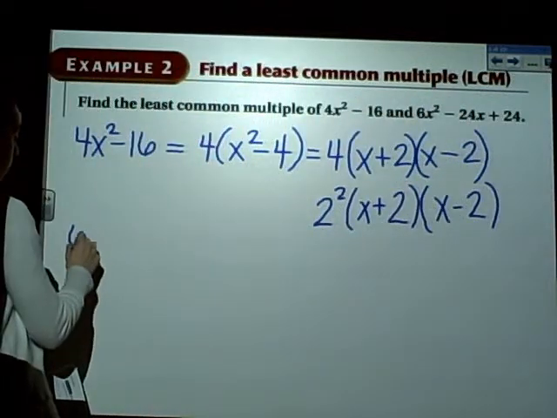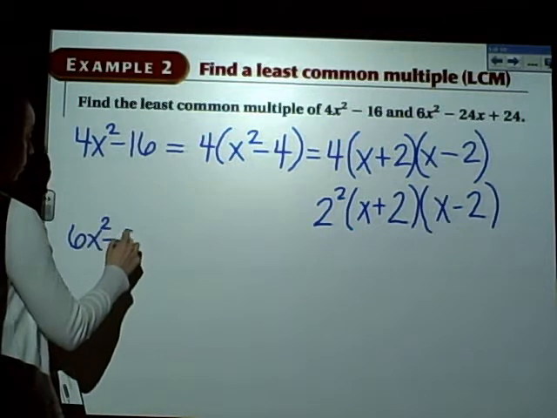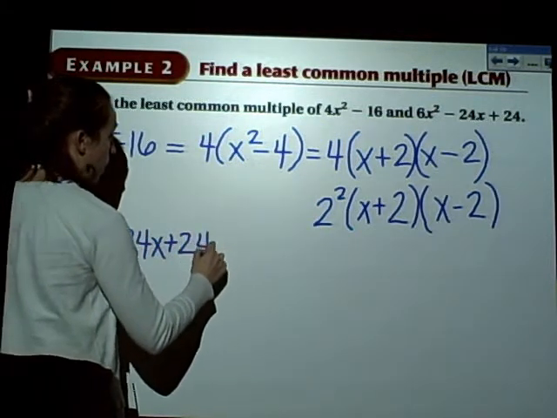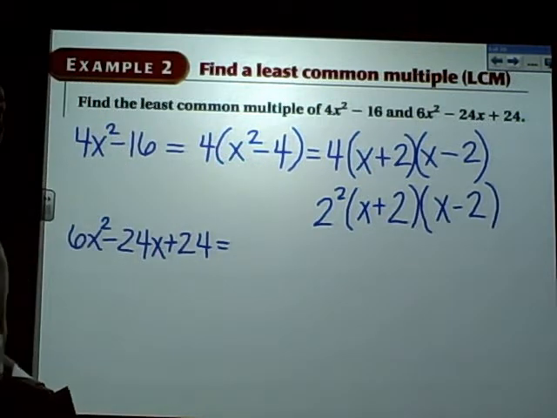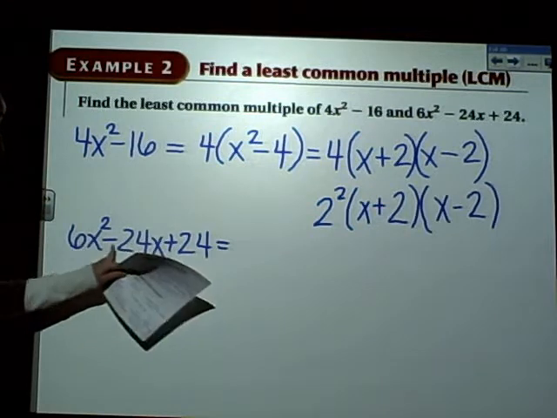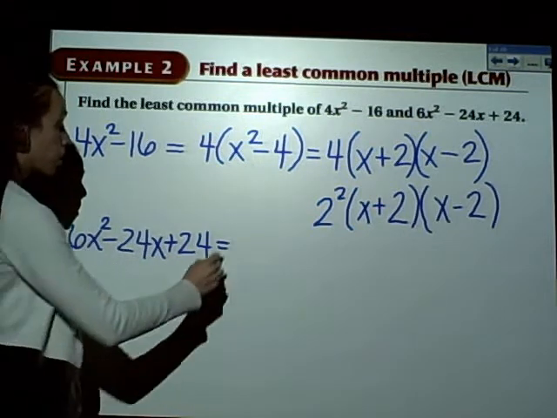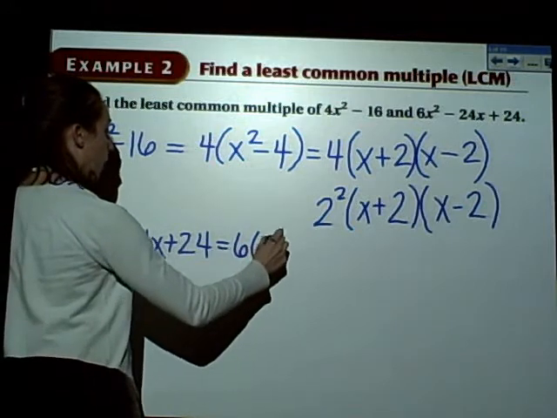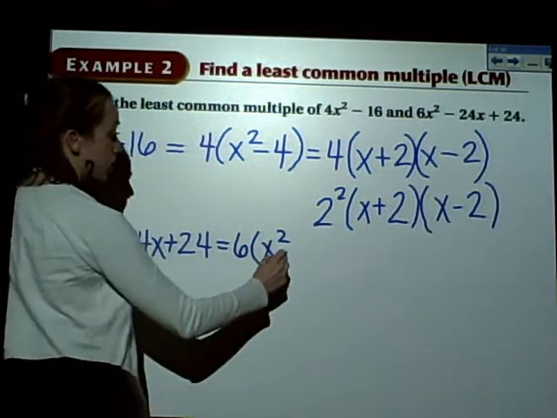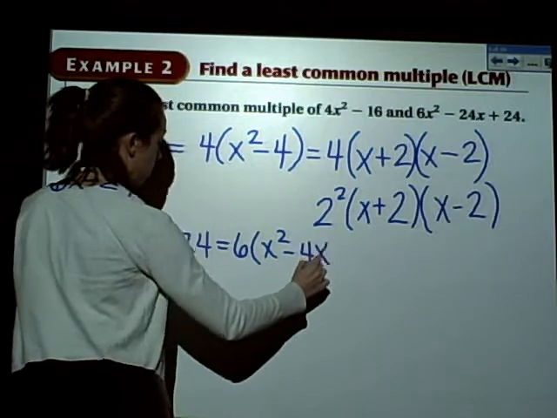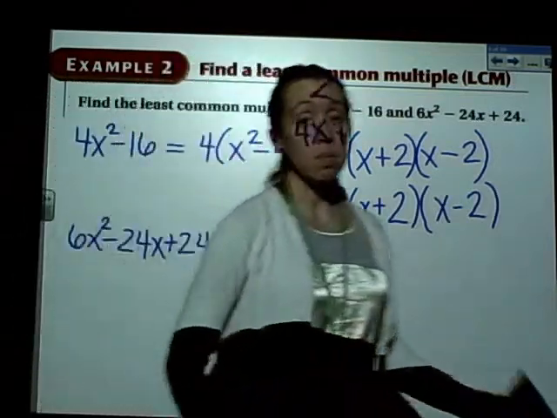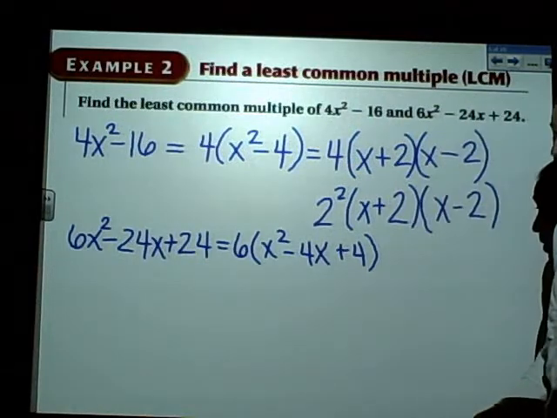We have 6x squared minus 24x plus 24. Now, right away, you might be freaking out a little bit because there's a value in front of the x squared. Don't worry, because we have a common factor. We're going to pull out a 6. Let's see what's left. x squared, 24 divided by 6 is 4, and then plus another 4. That's actually one of our perfect square formulas.